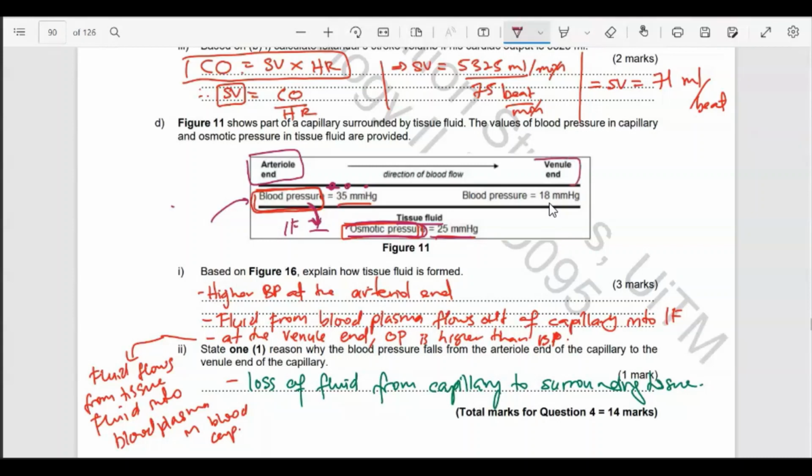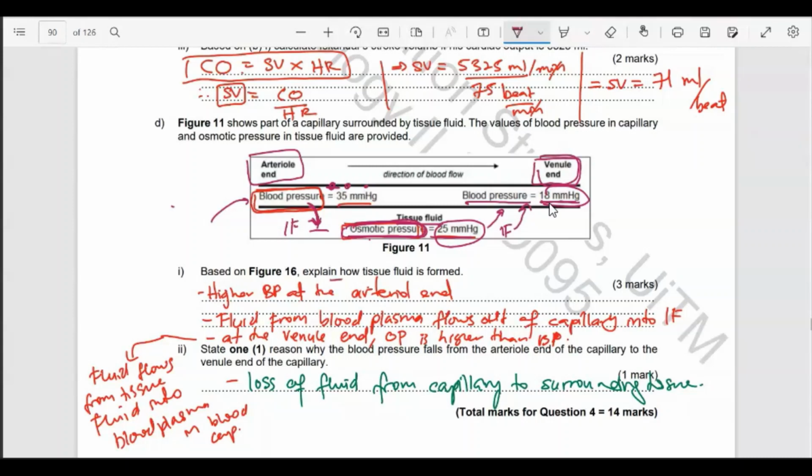So you also have to observe what happened at the venule end, where the osmotic pressure is higher compared to the blood pressure. Osmotic pressure is maintained at 25 all the way, sepanjang tissue fluid tu. But the blood pressure at the venule end is lower, which is 18. So 25 versus 18, obviously osmotic pressure is higher compared to the blood pressure at the venule end. So this interstitial fluid will enter back into the blood capillaries at the venule end. Okay, so that is how tissue fluid is formed.